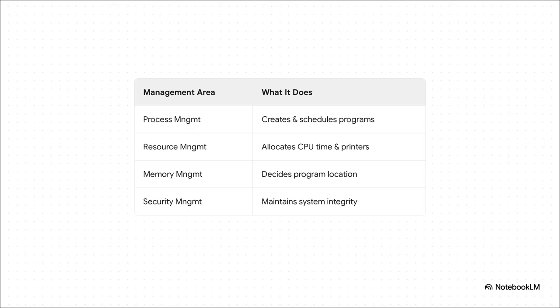And believe me, the OS is a master multitasker. It's juggling all your running programs. It's managing all the resources like the CPU and your printer. It's deciding what goes into memory. And, so importantly, it's keeping your whole system secure. This is really where performance comes from. If your computer feels sluggish, it's often because the OS isn't managing all these tasks efficiently. It really is the unsung hero keeping our digital lives in order.